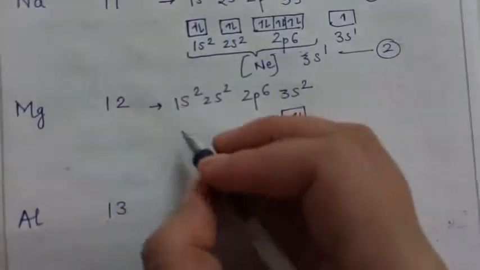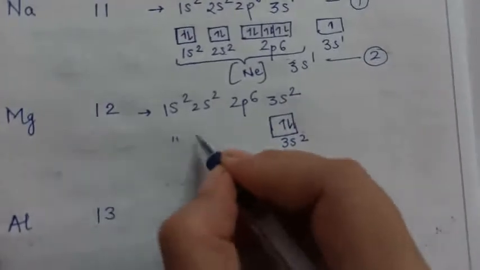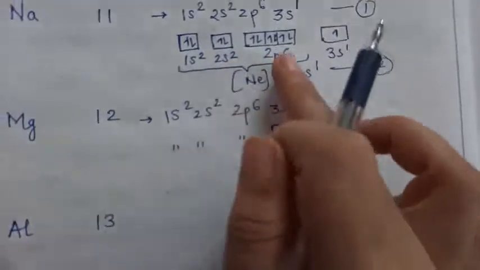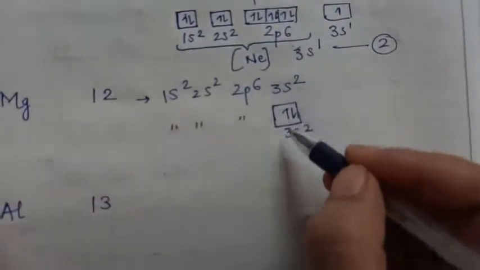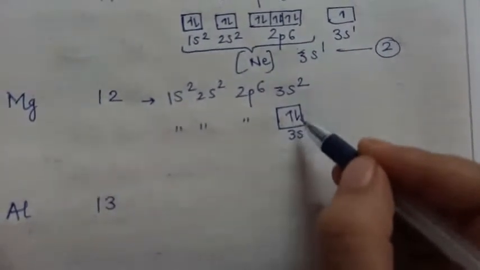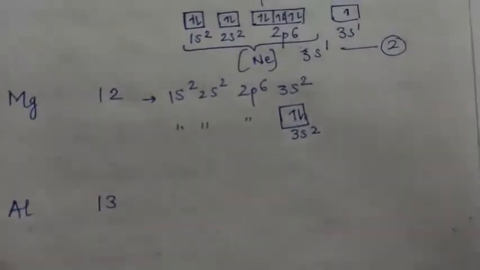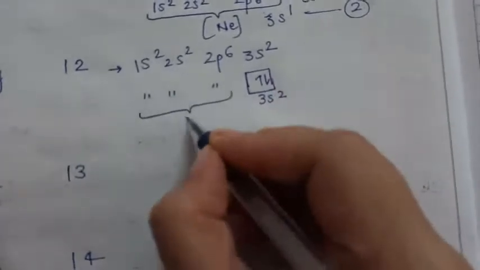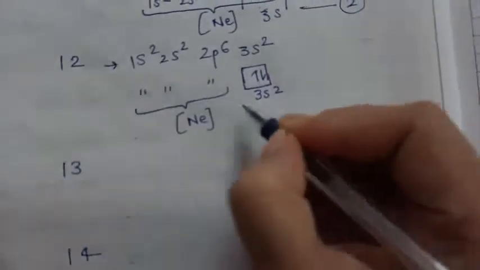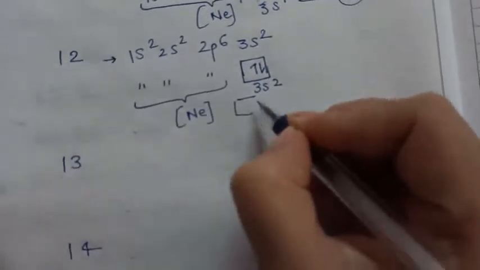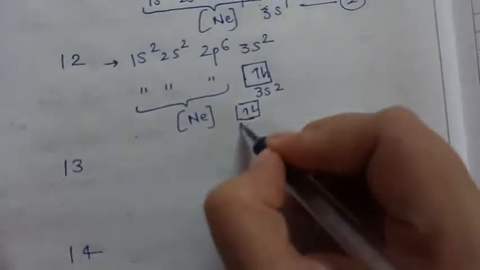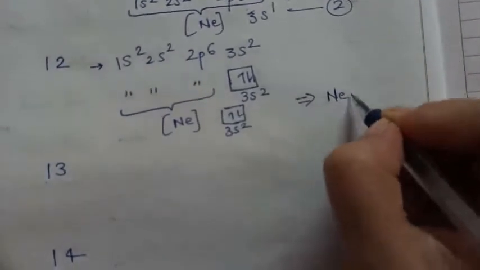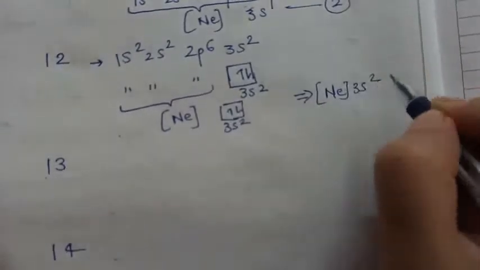So for magnesium the configuration will be 1s2, 2s2, 2p6, which will be drawn as drawn in the above example, and 3s2 will be like this: one first electron clockwise, the second one anti-clockwise. Now as I told you already that this much part represents the noble gas neon, so the configuration can be written like this also: neon 3s2, or simply you can write it like this: neon 3s2.